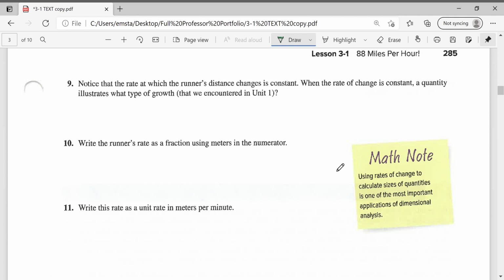The 2 types of growth we dealt with in Unit 1 were either linear, which formed a straight line, or exponential, which formed a curve. A straight line means there's a constant rate of change. So since this one is always changing by 200 meters or 400 meters each time, this is considered linear growth. It's constant.